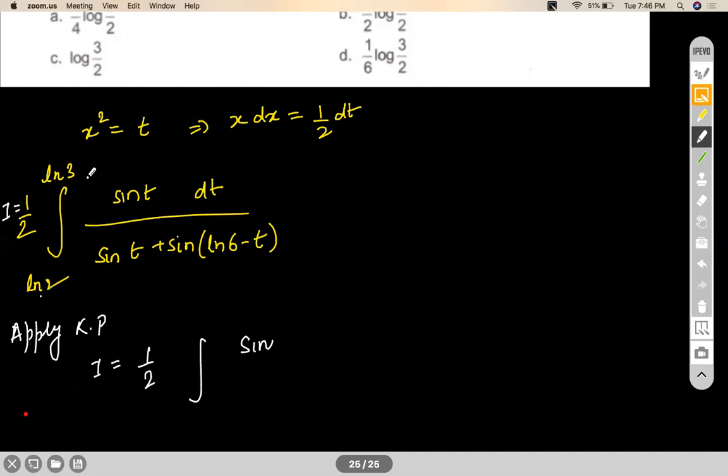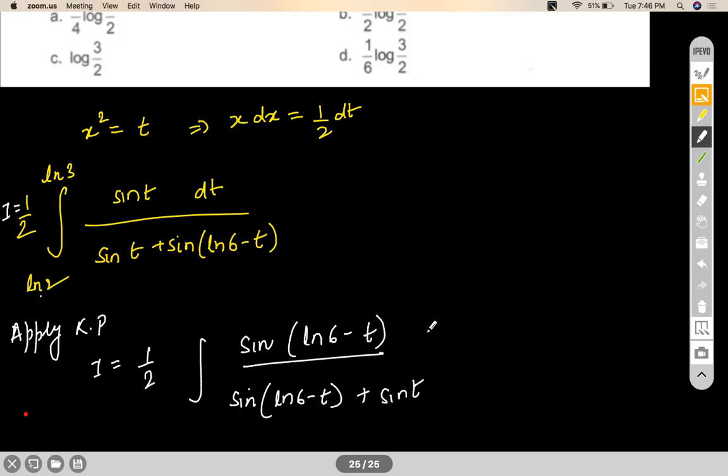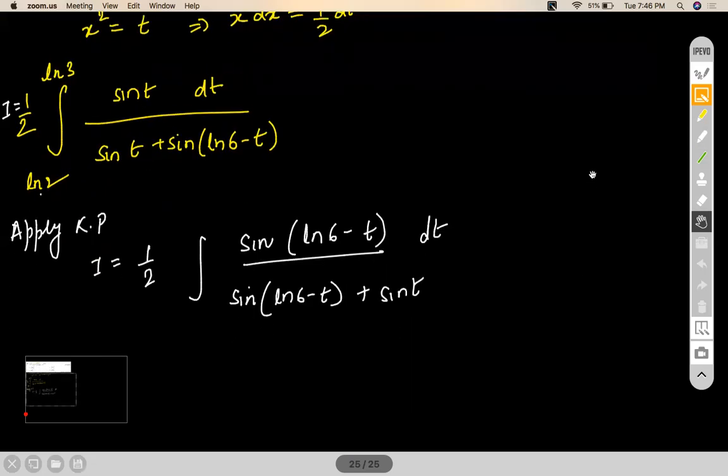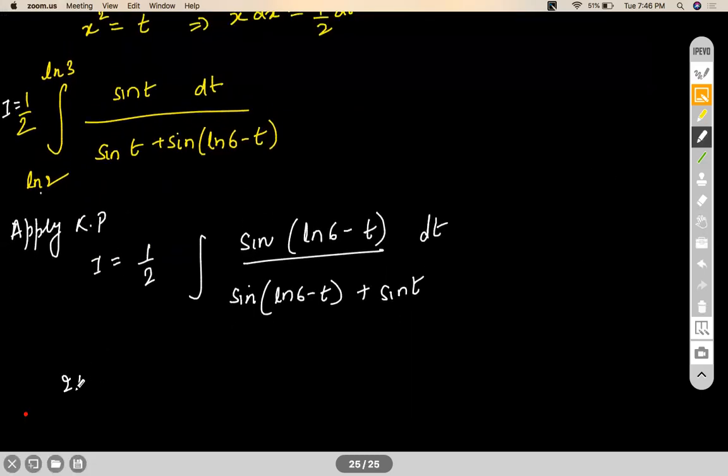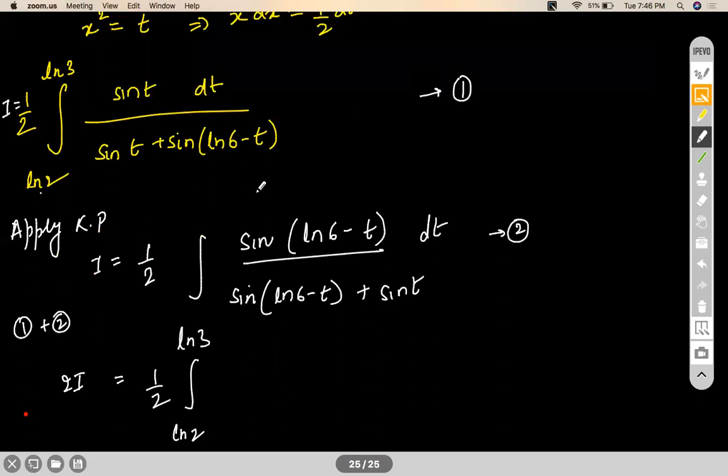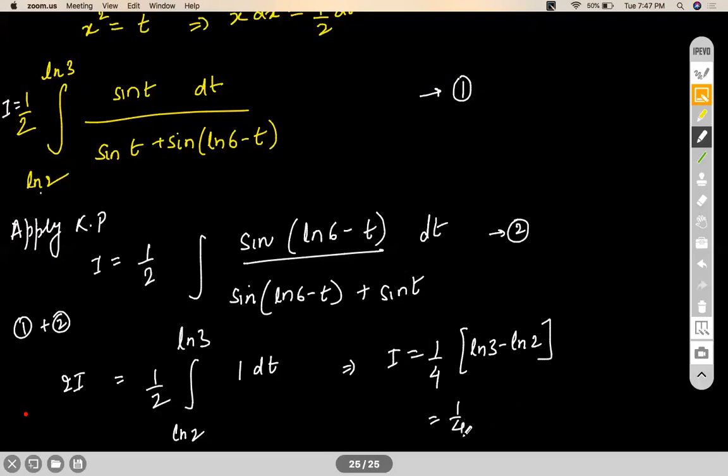Now a plus b itself is ln 6. So your t on the top will be replaced with ln 6 minus t. Down here also ln 6 minus t. And this will give you sine t if I'm not mistaken. Okay, I think we are done. Just add the two I's. So you'll get half ln 2 ln 3. Now needless to say that when you add two I's, you'll end up with getting a 1. Correct? So your answer is 1/4 of ln 3 minus ln 2, which is actually 1/4 of ln 3 by 2.